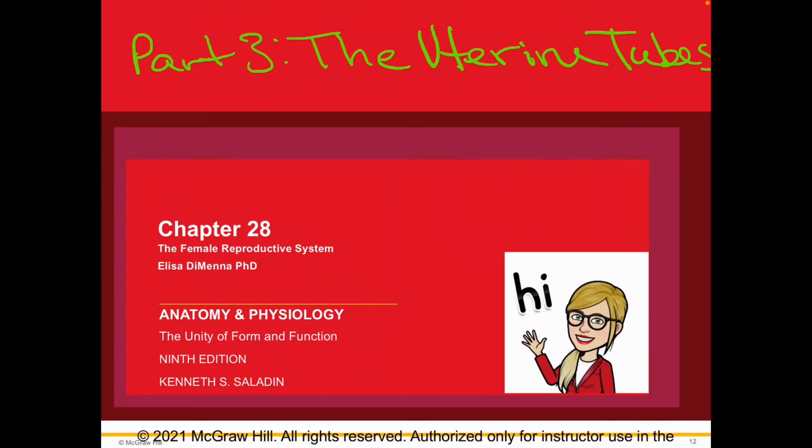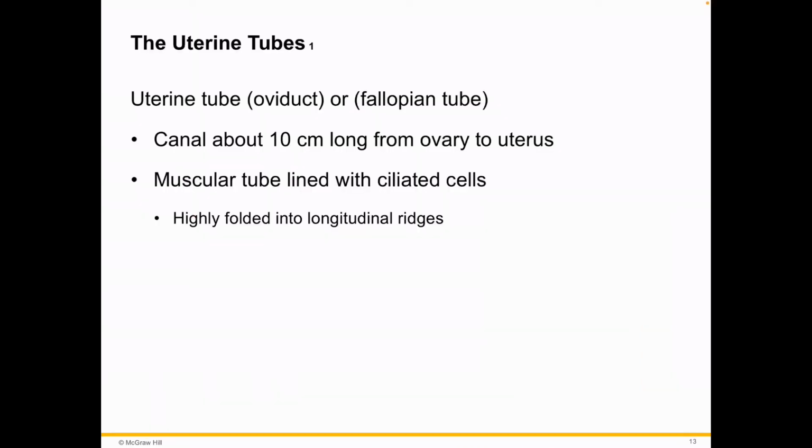Hi, my name's Elisa. We're back and we are talking about the reproductive system, the female element, and this time we're going to talk about the uterine tubes, formerly known as the fallopian tubes.